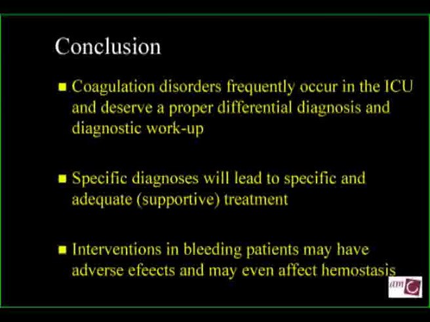So if we think about management of bleeding, coagulation disorders frequently occur in the ICU, but they need not be taken for granted and deserve a proper differential diagnosis and diagnostic workup. We need a specific diagnosis for each and every thrombocytopenia, because in some cases it will lead to specific diagnostic tests and strategies and adequate supportive treatment. And it may be that intervention in bleeding patients, think of plasma replacement treatment, may have adverse effects and may even affect hemostasis and make things worse in patients who present with severe blood loss.